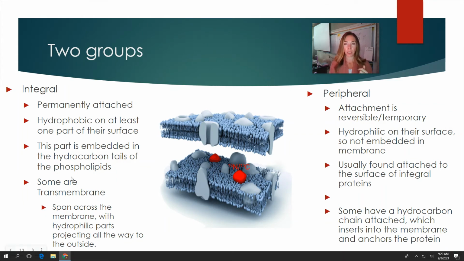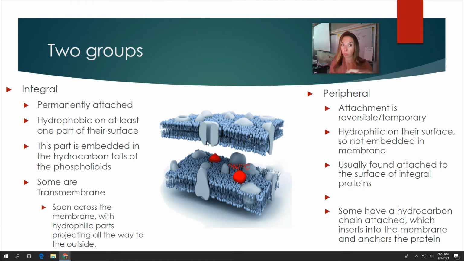Some are what we call transmembrane, so across, trans meaning across, right? So that means they go all the way from one side to the other, in to out, right? Other ones are just on one side, but they're still stuck there, right? So they span across the membrane if they're transmembrane, and the hydrophilic part projects all the way to the outside. So instead of just sitting there with the tails, right, this is the electron microscope, you actually get them going all the way through right here. All right, I'll show you what this looks like in your book in a second.